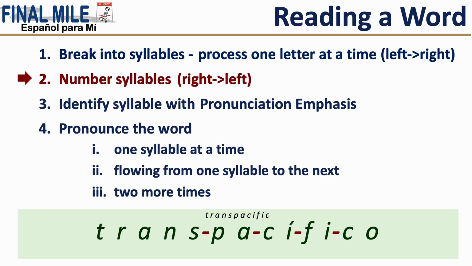Okay, we are done with breaking the word up into syllables. Now we number the syllables. Excelente. We find the syllable with pronunciation emphasis. This should be straightforward. Identify it before I click the highlight. There it is. And now we go to pronouncing the word. Okay, first one syllable at a time.